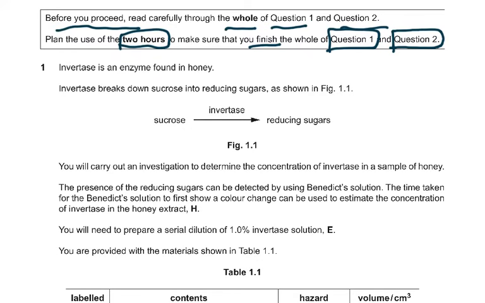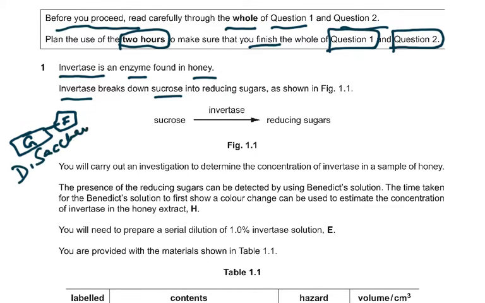Now we start off with the information that is given to us. Invertase is an enzyme found in honey. Invertase breaks down sucrose. Now you know sucrose is a disaccharide. It is made up of a glucose and a fructose joined together. So it is a disaccharide, into reducing sugar. So naturally, the sucrose will break down to glucose plus fructose.